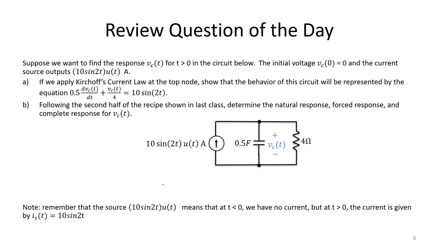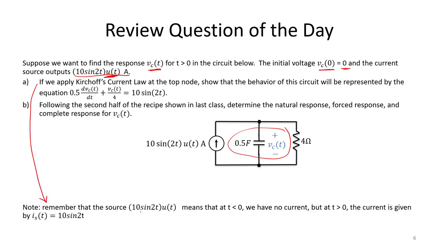So, suppose we wanted to find the response Vc of t. That's the voltage across our capacitor here. So we want to find Vc of t for time t greater than 0. We are told the initial voltage across that capacitor will be 0, and our current source outputs a sinusoidal function. We see we have 10 sine 2t u of t amps.